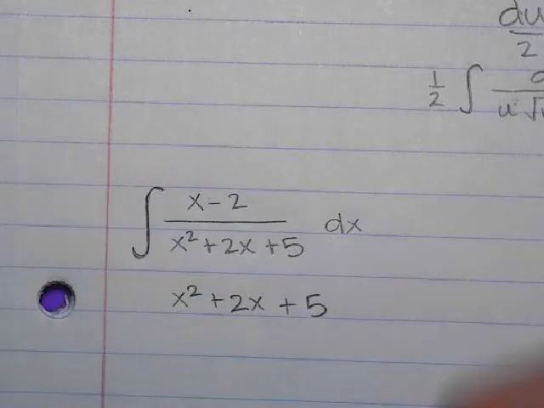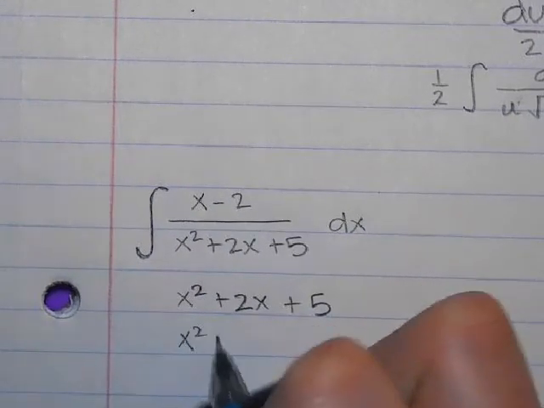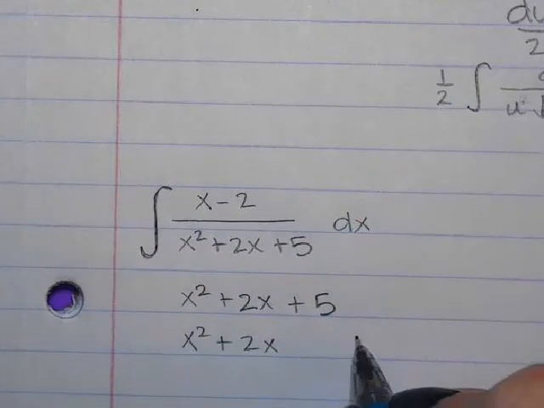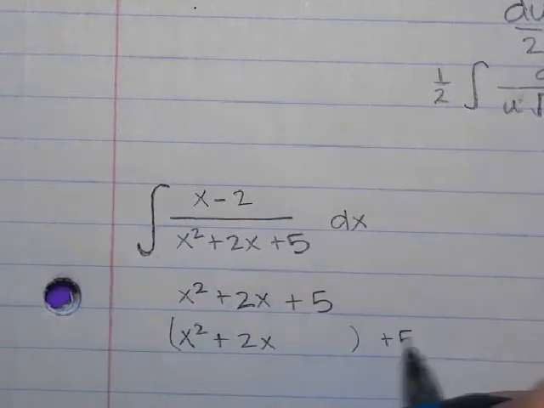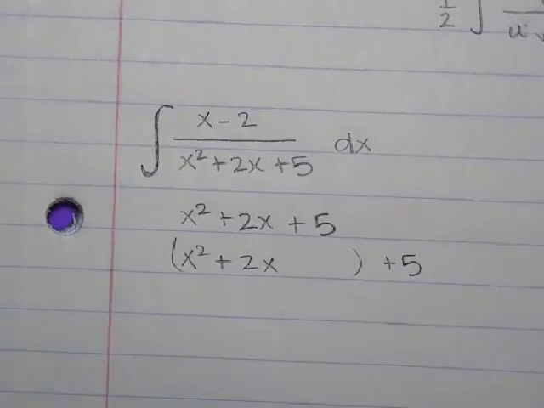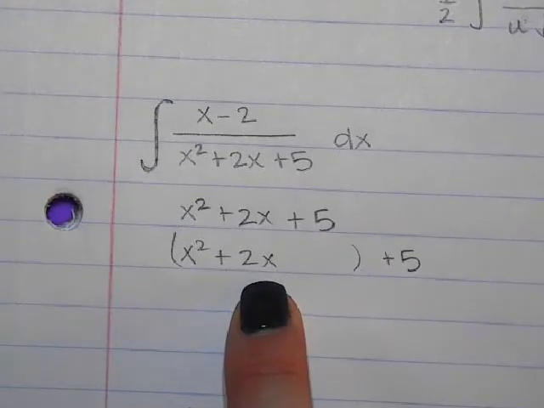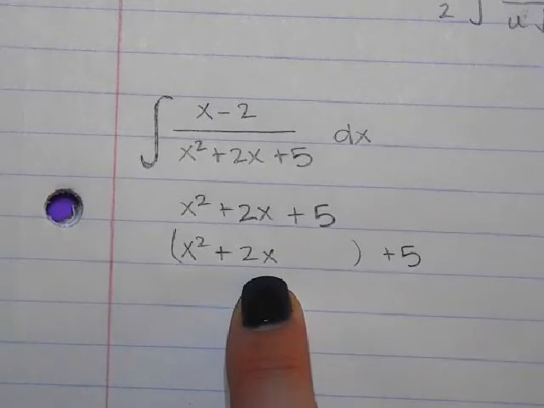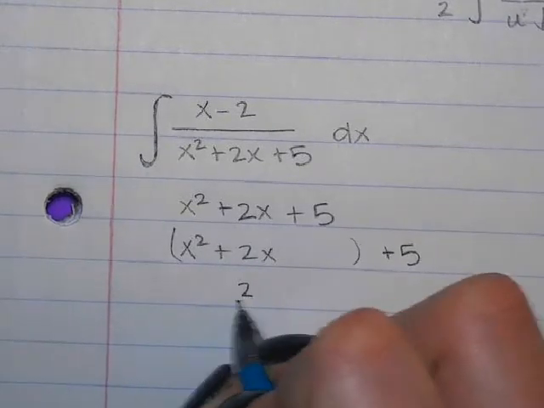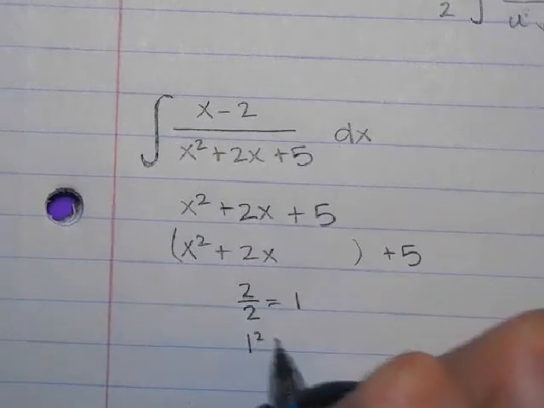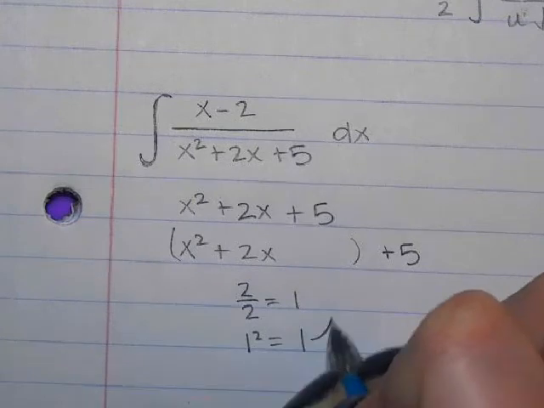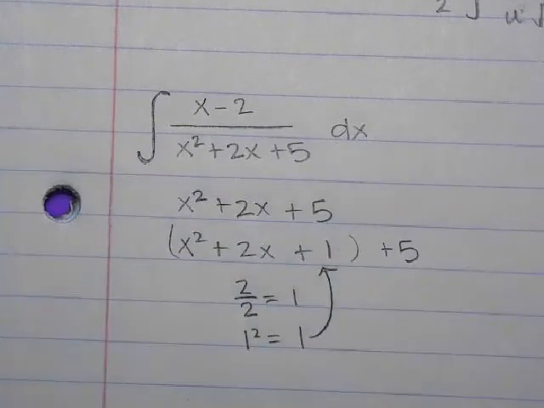Okay? So I'm going to write x squared plus 2x. I'm going to leave a space. This is going to be me completing the square. And then I'm going to put the plus 5 right here. So what do I do with the 2 to start the process of completing the square? Divide by 2. So 2 divided by 2 is 1. 1 squared is 1. So the number that completes the square is a plus 1.